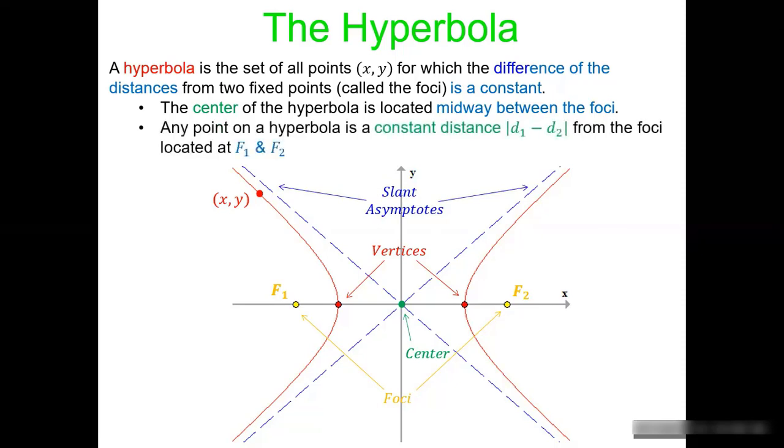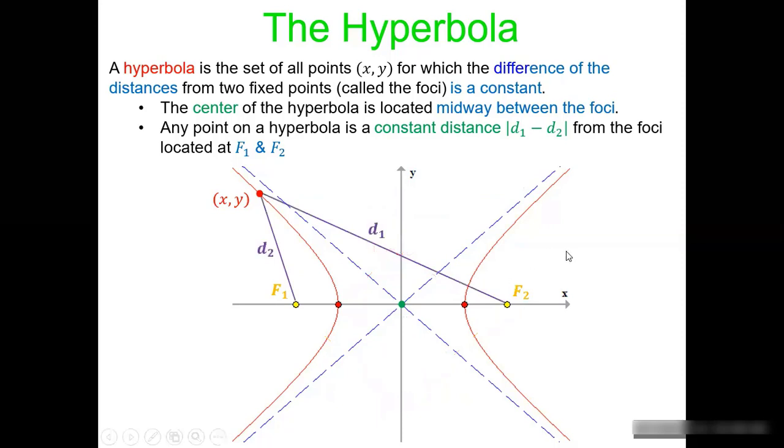Now if we take a look at the definition of what creates a hyperbola, it relates very similarly to what we did for an ellipse, where we said that every point on that ellipse was the same distance from each of those foci. So the sum of the distances was always the same. Well, now we're going to look at any point on the hyperbola and recognize that the difference in the distances will always be the same.